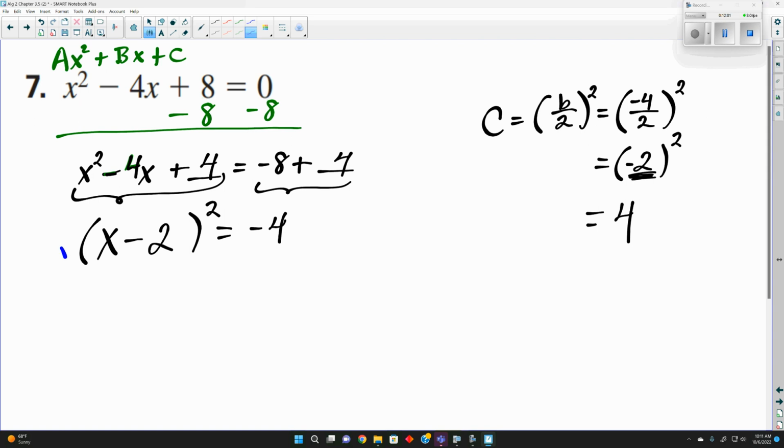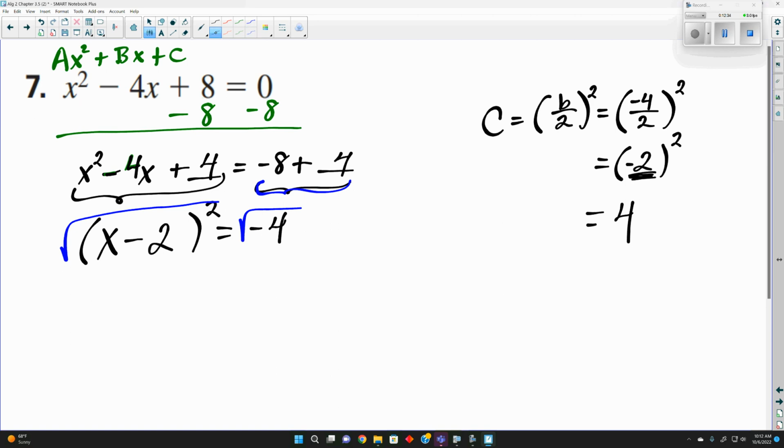Square root both sides, because this is now step 4. Step 4 was to factor. We did. We got x minus 2 squared and solve. Questions? Austin, what are you asking? Because here, negative 8 plus 4. Yep. You're good? No, it's better to ask those questions now than to try to figure it out later.